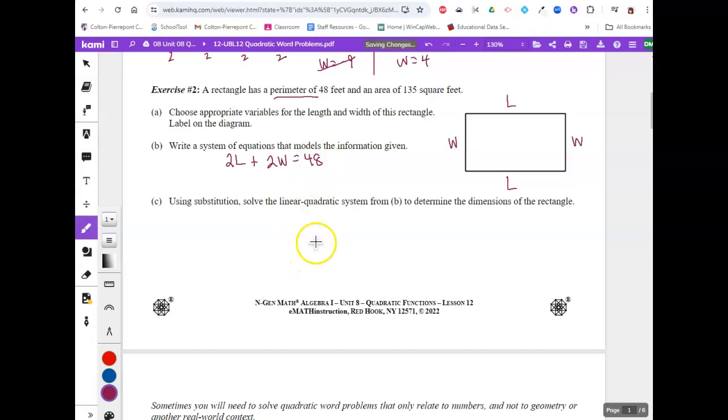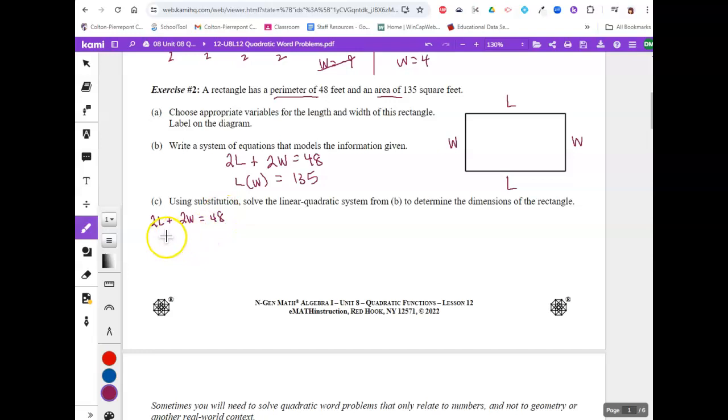All right, the other piece of information that I have is the area is 135. Well, we decided the area is the length times the width, so that's going to be L times W will equal 135. All right, now it says using substitution, solve the linear quadratic system to determine the dimensions of the rectangle. So that means we need to solve one of these equations for either L or W. I'm going to solve the first one for L. It's going to be a little bit easier than the second one.